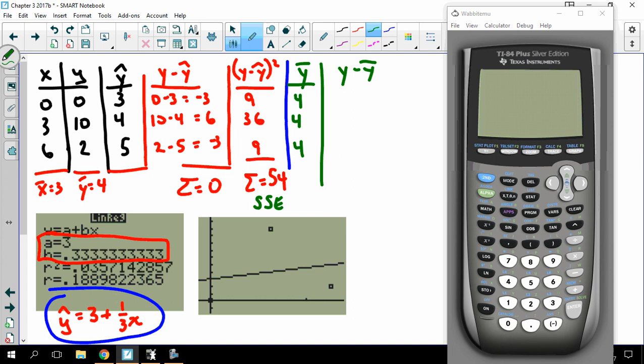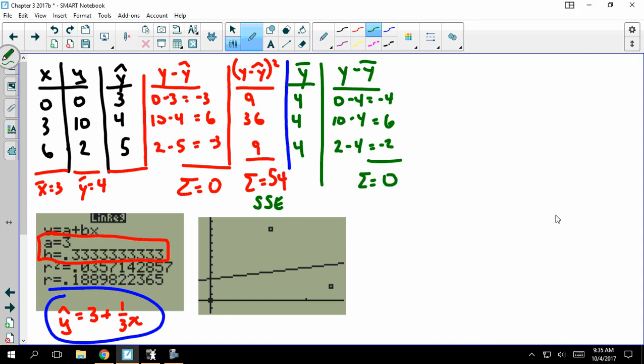So I'm going to see how wrong I was each time I did that. So this is going to be 0 minus 4, 10 minus 4, and 2 minus 4. So that's negative 4, that's 6, that's negative 2. What does that add up to? 0. Again, not a surprise. That's the way the mean works. That's what's going to go on.